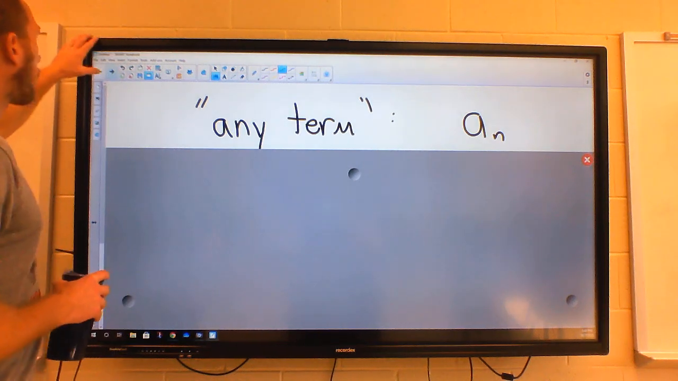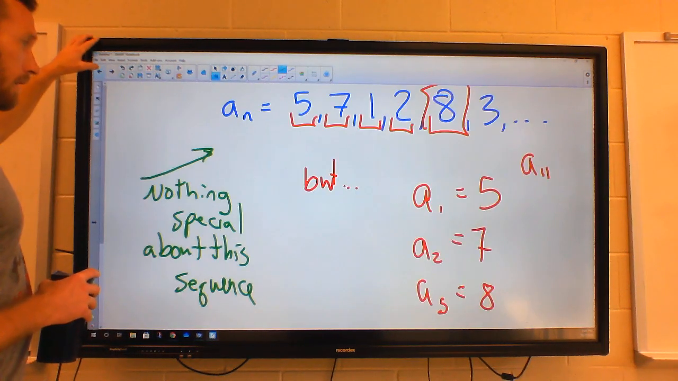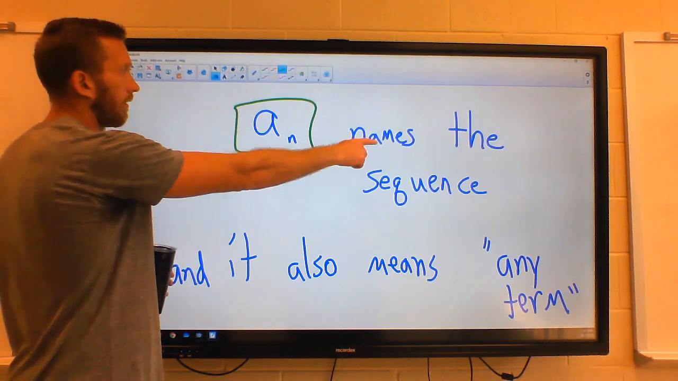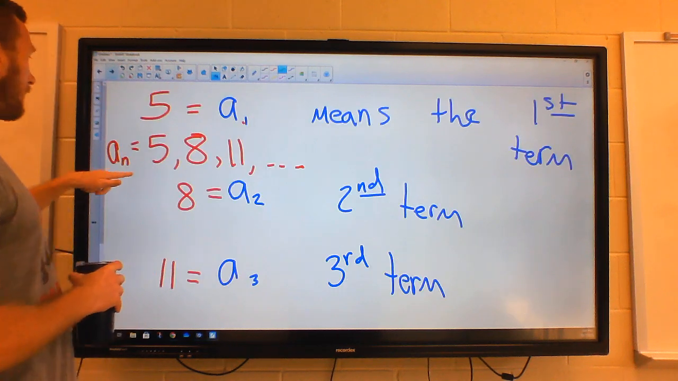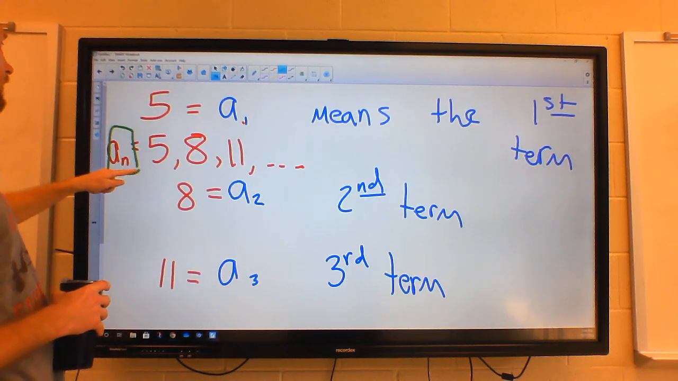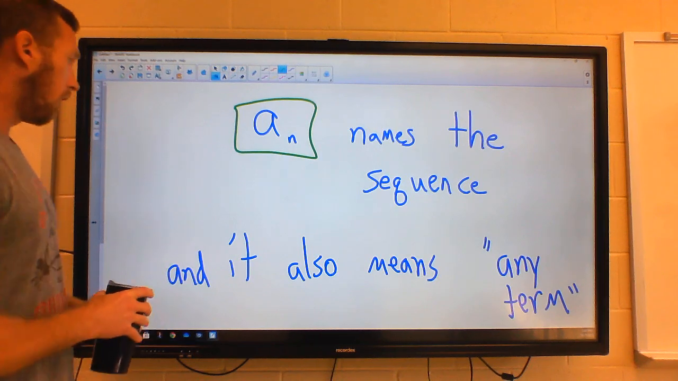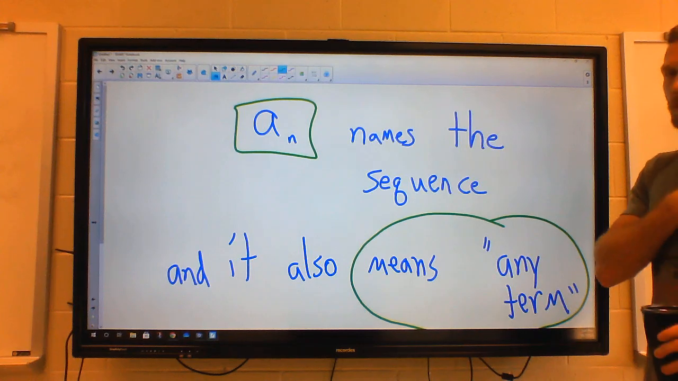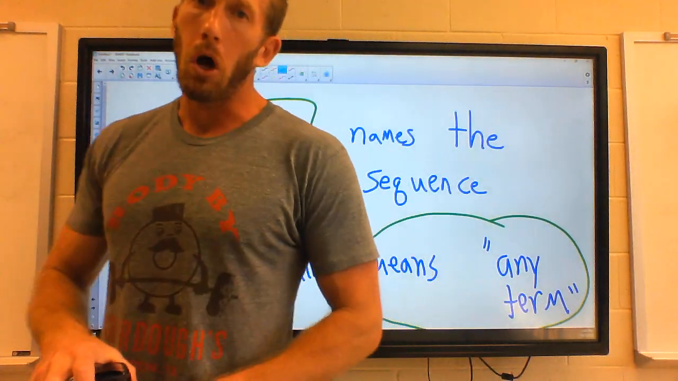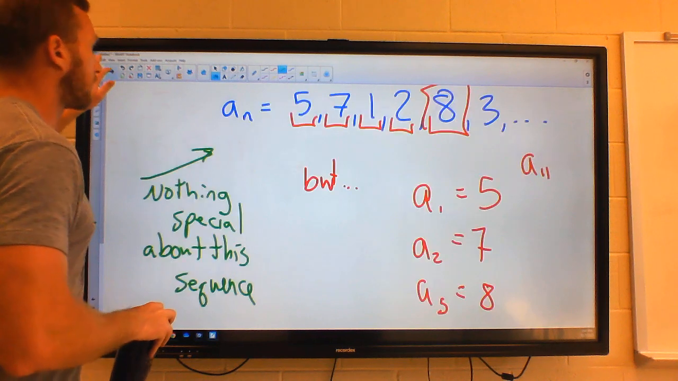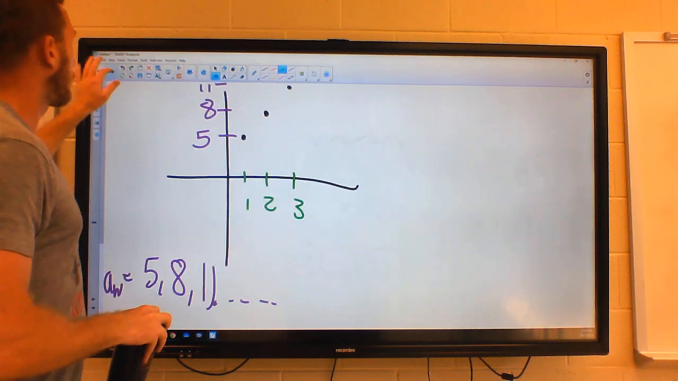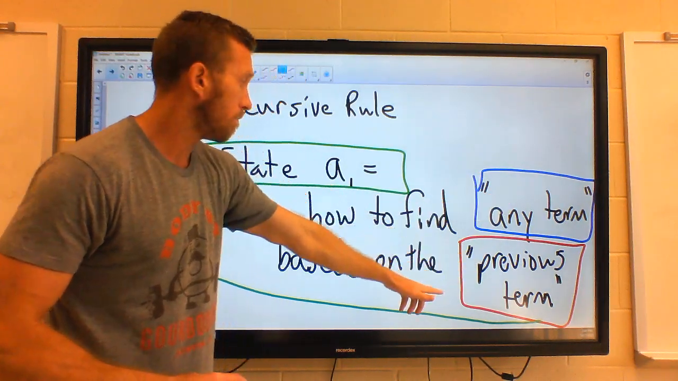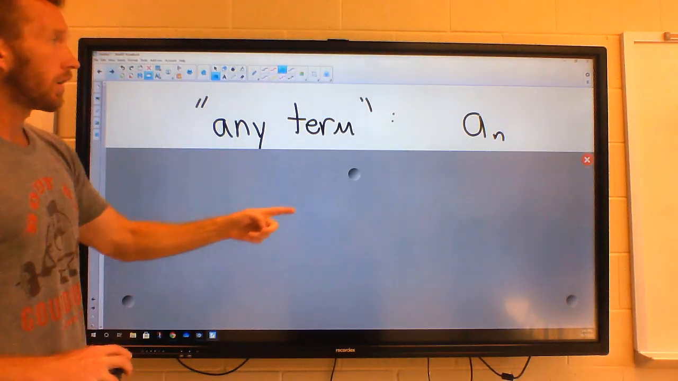Oh, don't you guys remember from earlier in the slides, I said A sub n, not only does it name the sequence like what we've been doing, right, where we name it out in front, just like f of x, but now it's A sub n. So it names it, but it also means any term. So we're going to actually have A sub n as a part of our equation in the recursive rule. Right? Because here in the recursive rule, we're stating how to find A sub n, any term, based on the previous term. So any term is A sub n.